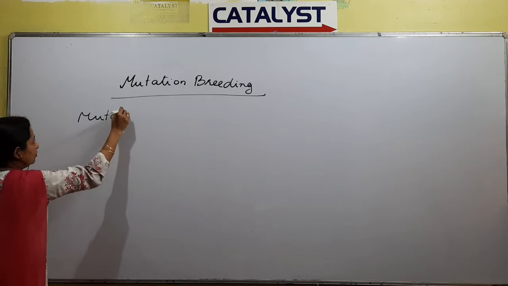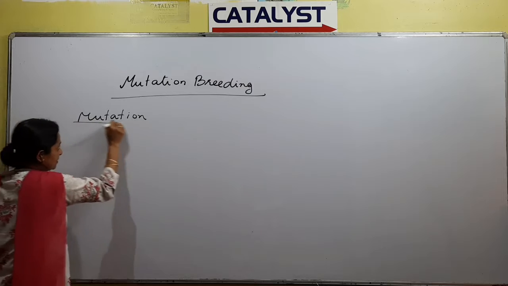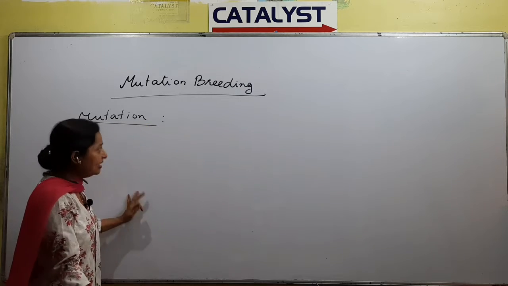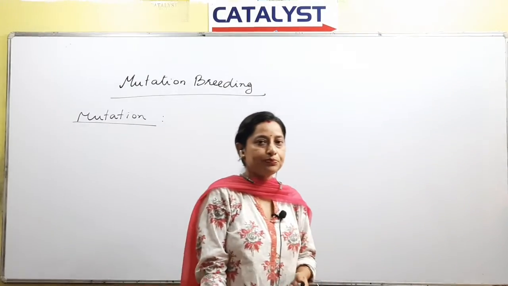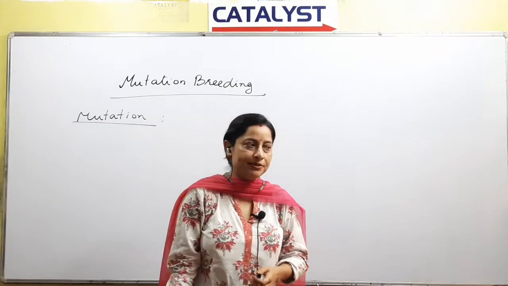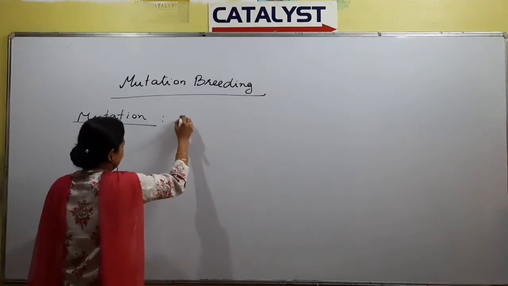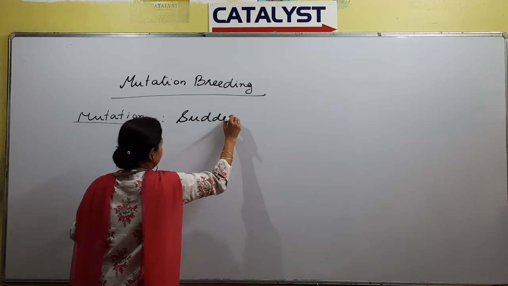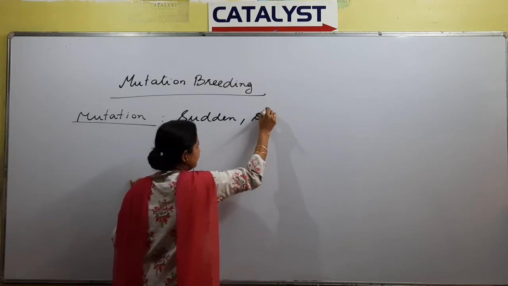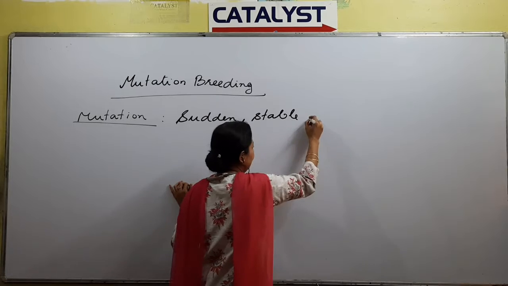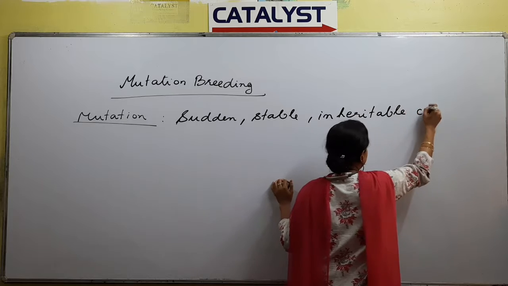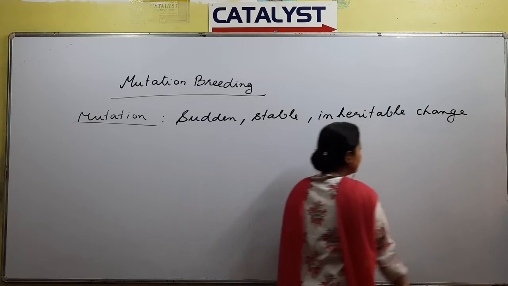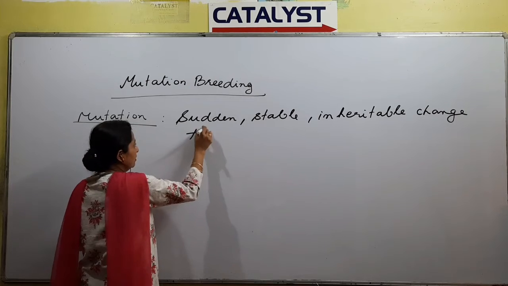So here what we need to remember is we have to talk about what is mutation. We are not going to talk about it in detail because this is something that will be dealt with in your genetics class, but just to have a rough idea, what is mutation? It is a sudden, stable, and inheritable change.